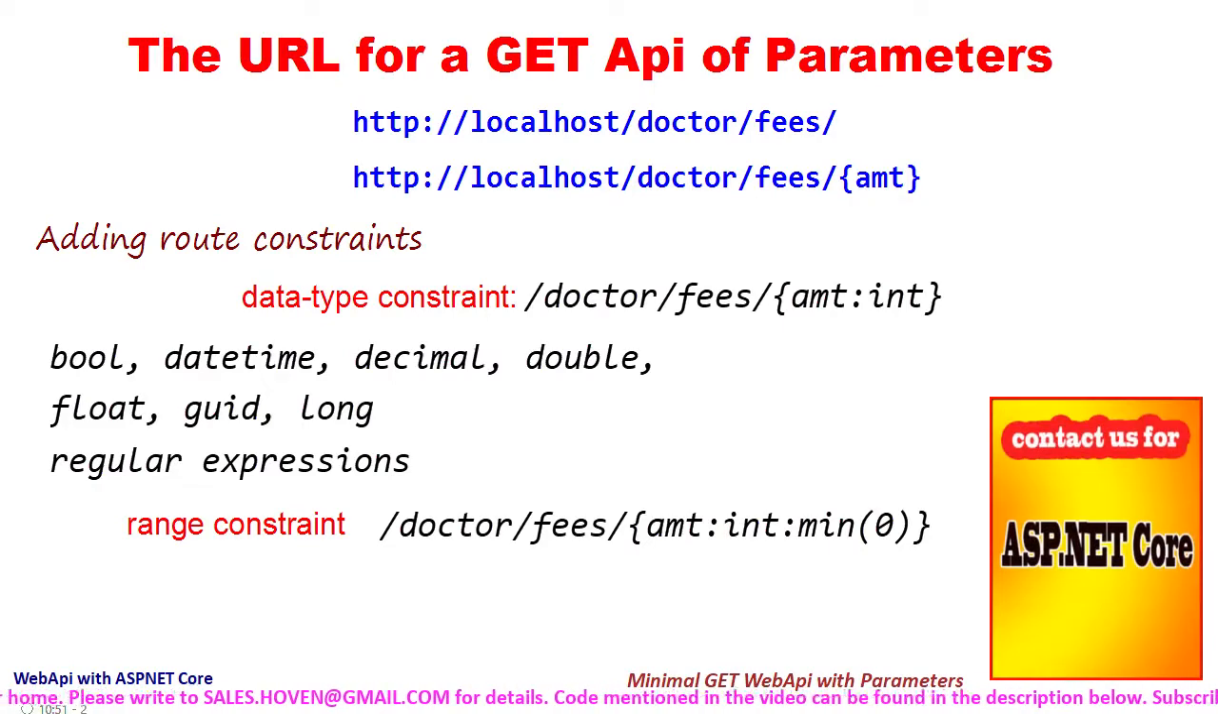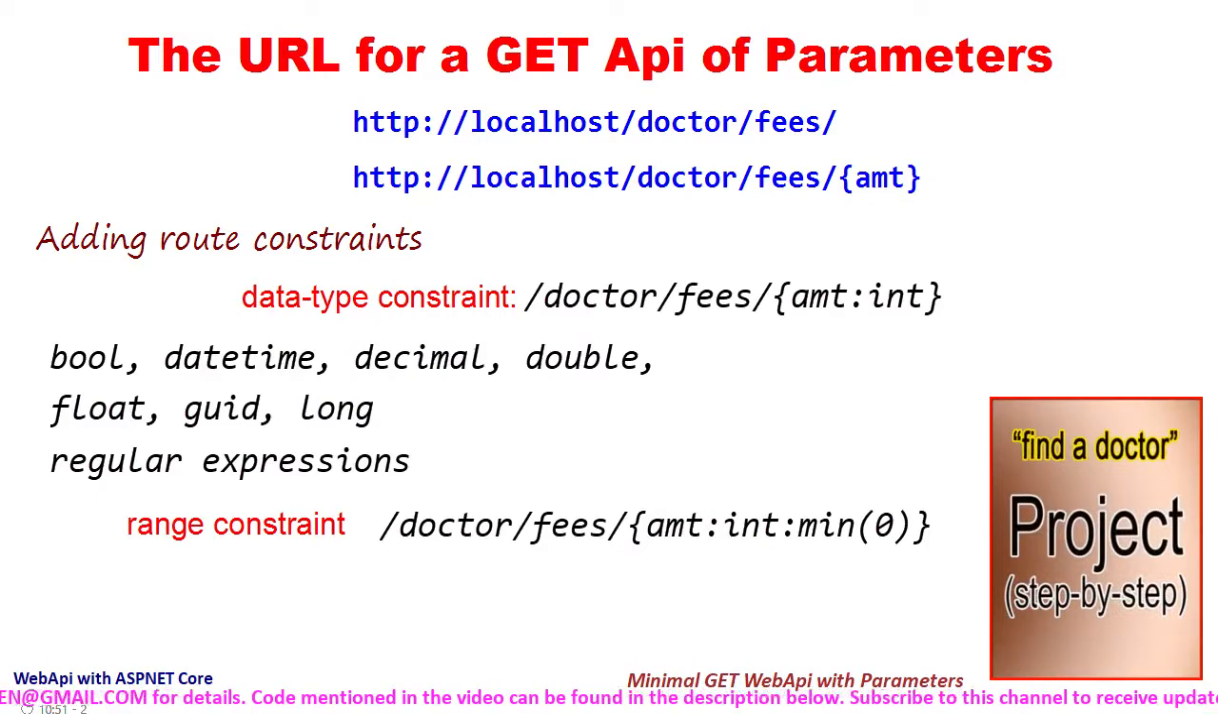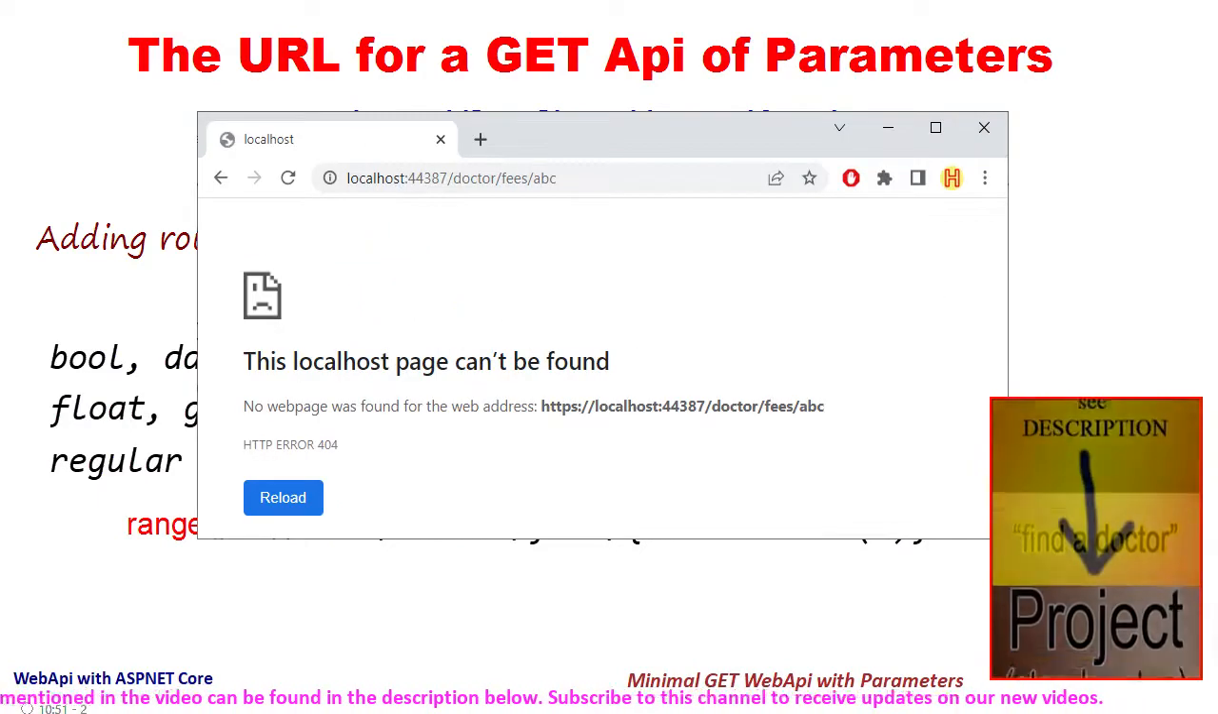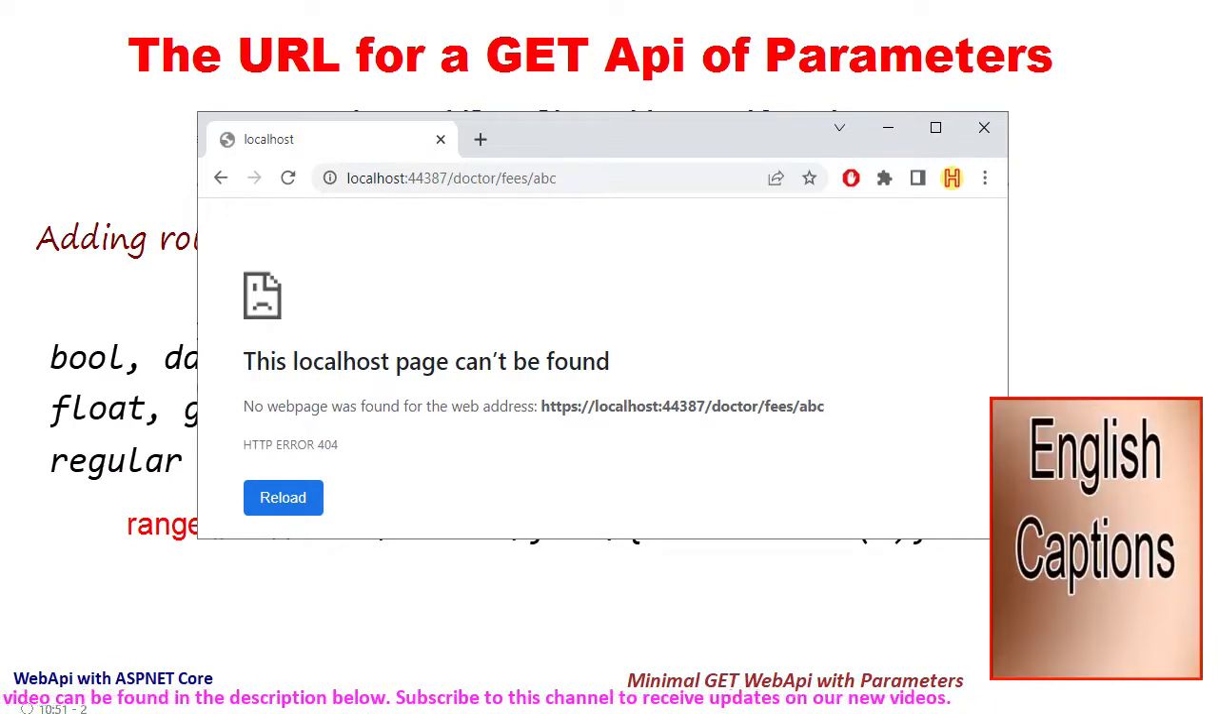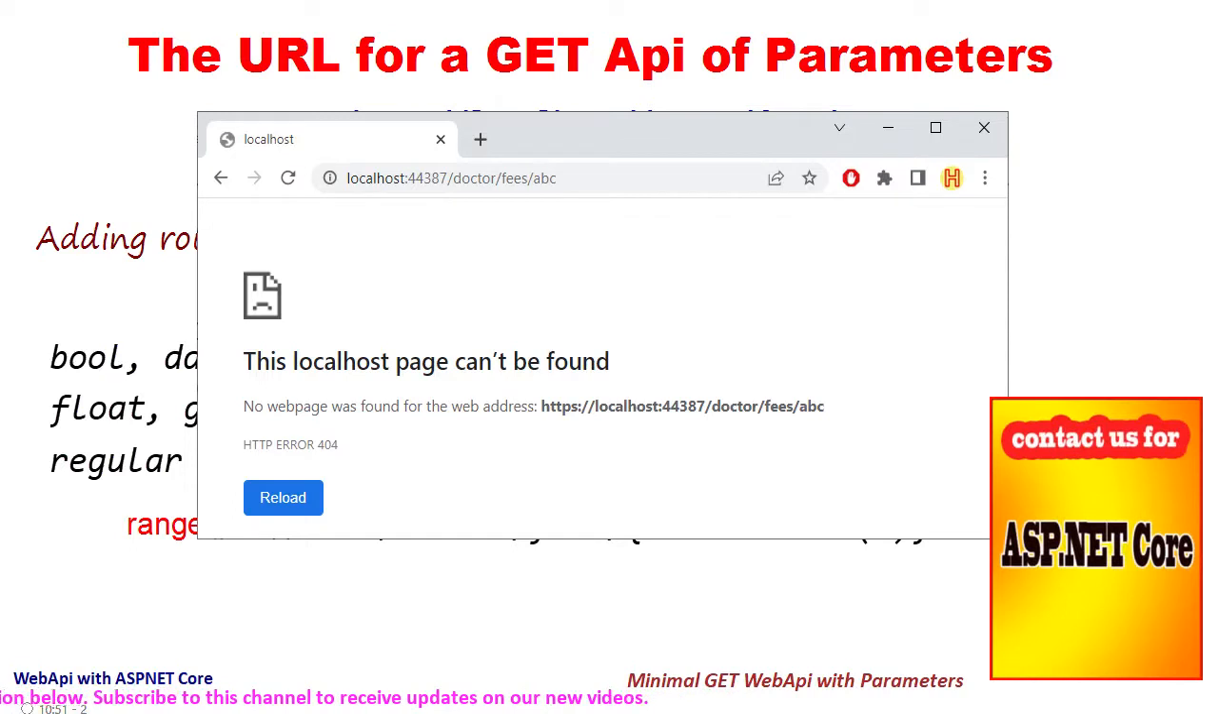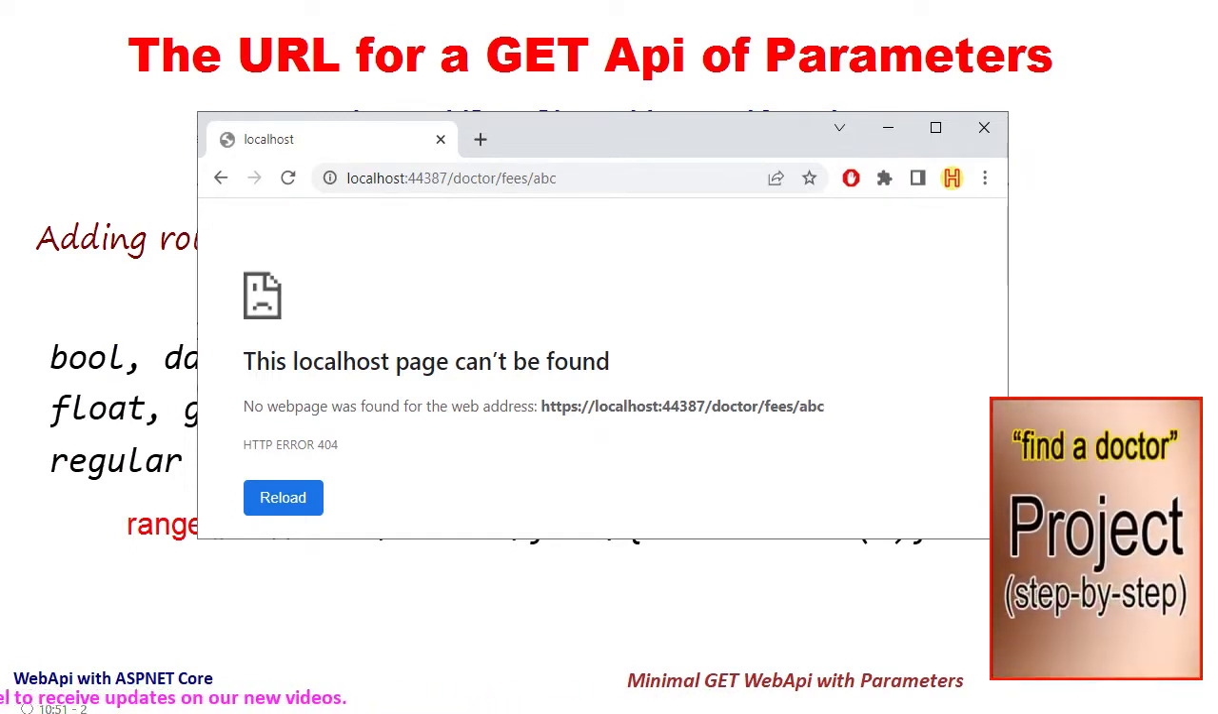A benefit of route constraints is that if a URL doesn't match the template, then the ASP.NET Core engine rejects that request before it reaches the API function, which prevents any disruptive exceptions from being thrown. A 404 not found response is sent, as we will verify in a moment.